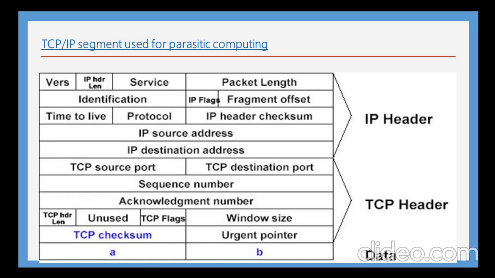It protects the packet, the payload as well as the header. And what is the urgent pointer? The urgent pointer basically indicates the priority to process the data.